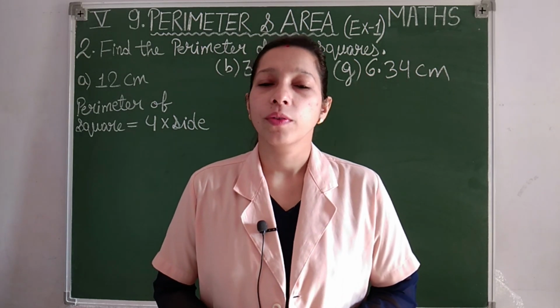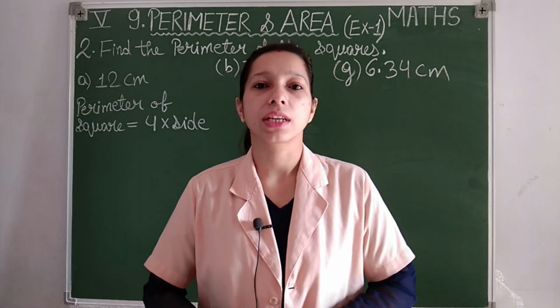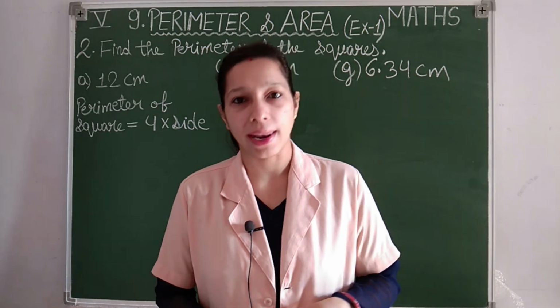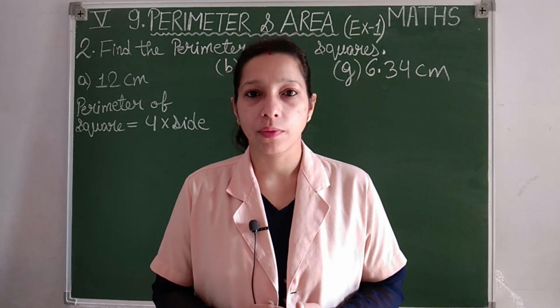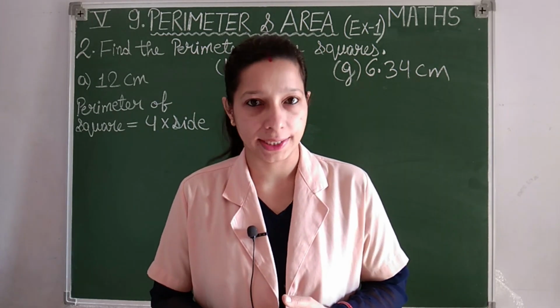So in the last video we have started chapter number 9. We have discussed several formulas related to perimeter of closed figures, isn't it? And we have solved question number 1, which was finding the perimeter of rectangle.